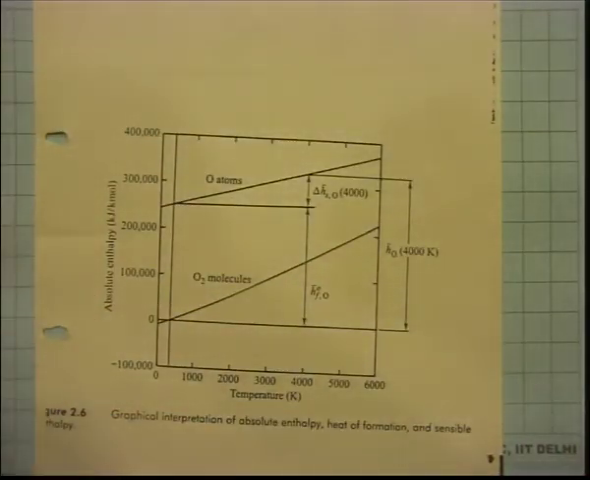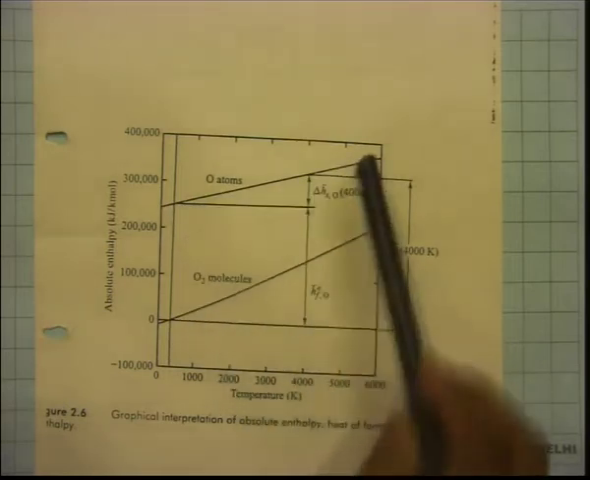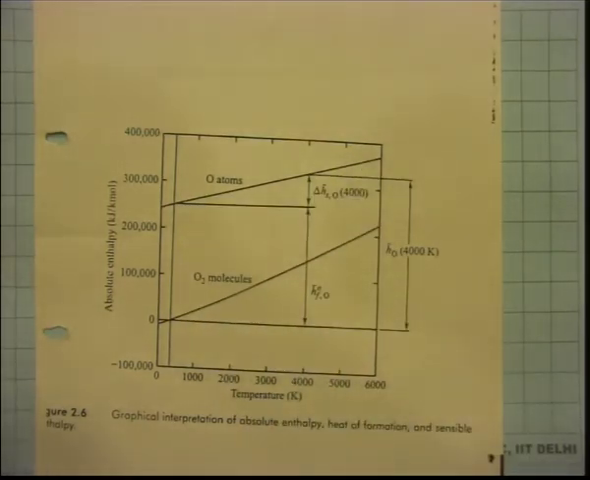So, you will notice that this is absolute enthalpy plotted as a function of temperature for two species, one is O2 molecules and the other is oxygen atoms. The lower line is for oxygen molecules and the upper line is for oxygen atoms, and the x axis is temperature in Kelvin, going from 0 all the way up to 6000 Kelvin. First of all you can observe a few things. There is a vertical line here. What should this temperature be?